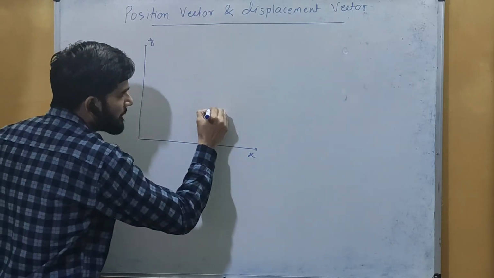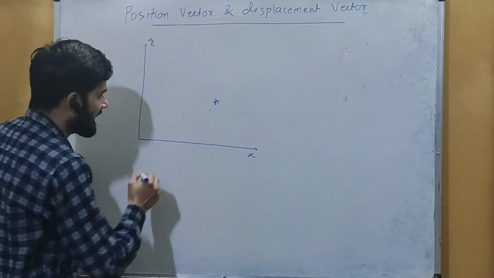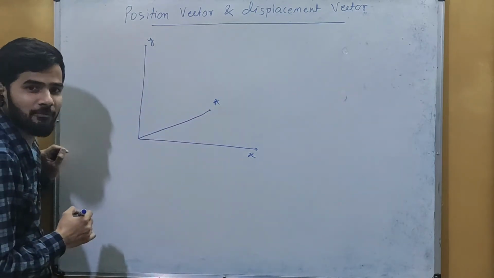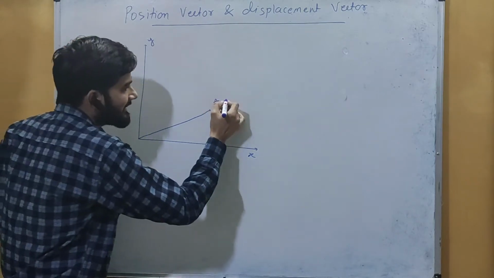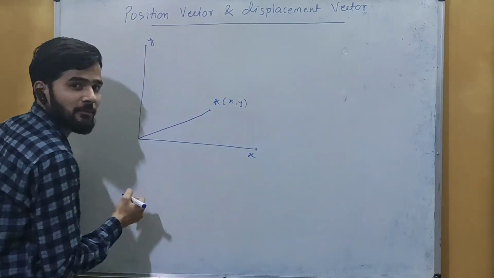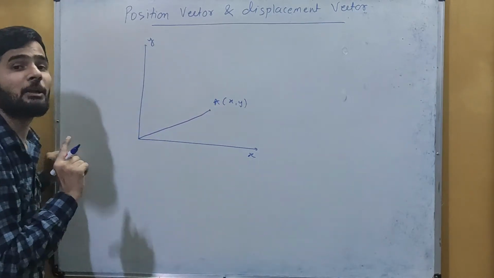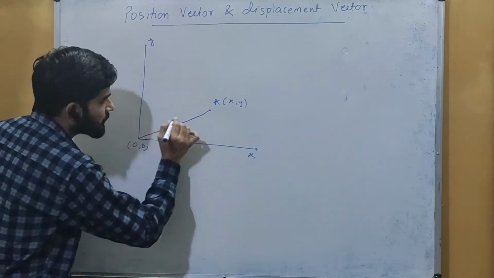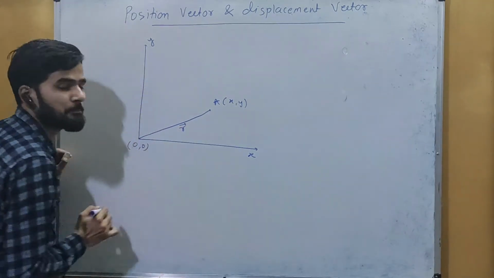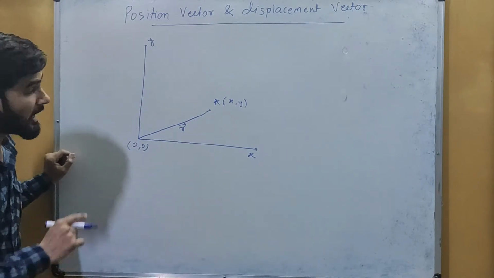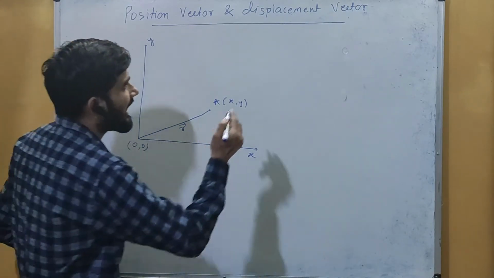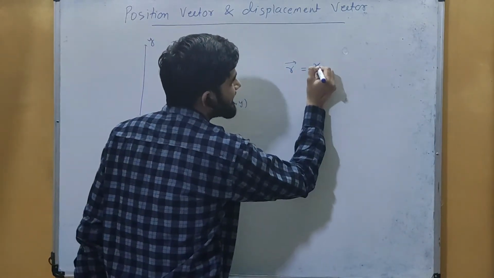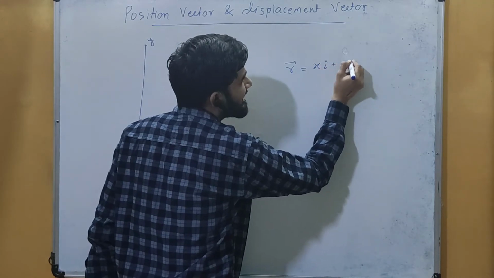Okay, now at any point I am considering it to be point A, and from the starting point, that is the origin, to point A, I am joining this line. So this point A, that is x, y, represents the position. Okay, and here we have 0, 0. So I will represent this as the position vector r. Now how can I represent this position vector r? I can represent this r is equals to x i cap plus y j cap.